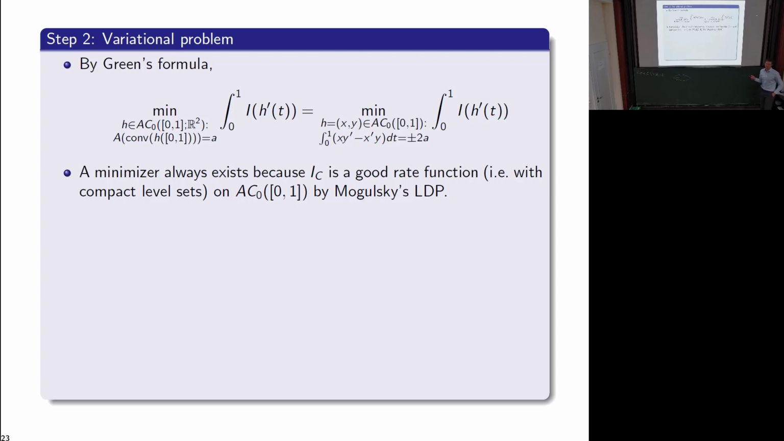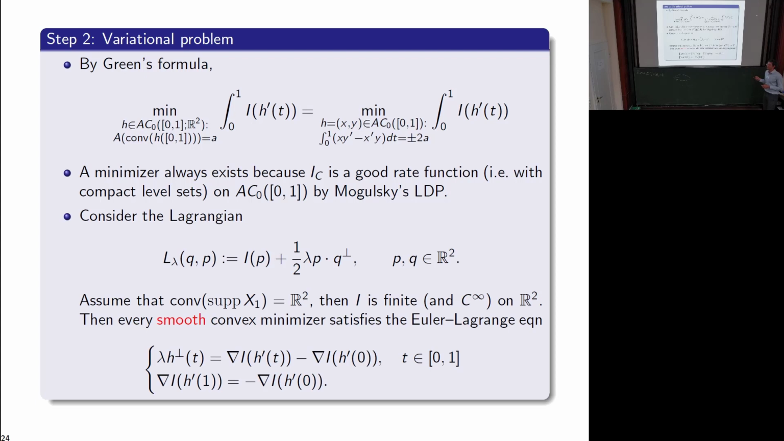And this is a classical area of variational calculus. In variational calculus, they need to prove existence, but this already follows from the variation principle. So the minimizer exists. Let's try to find it. How do we do this?